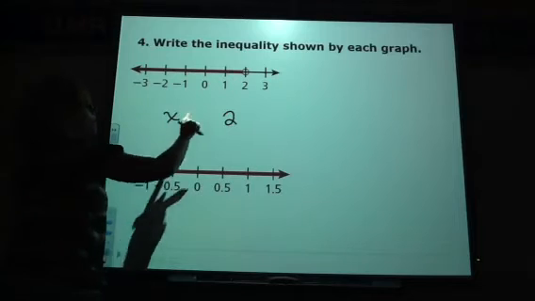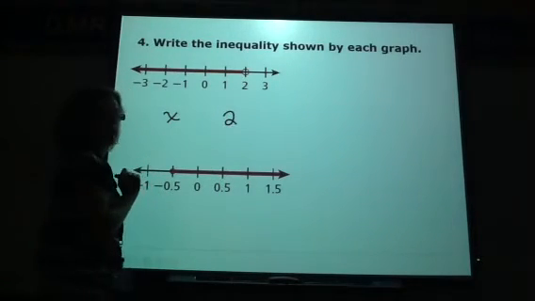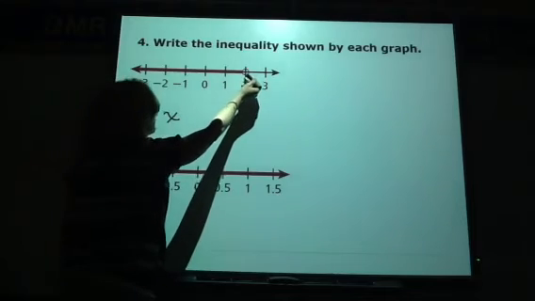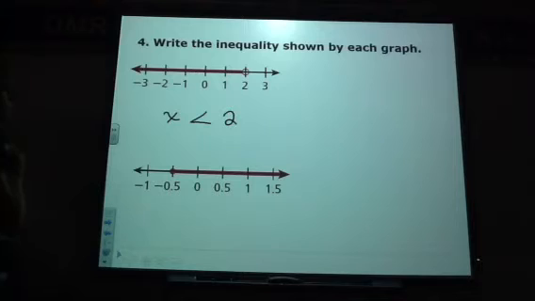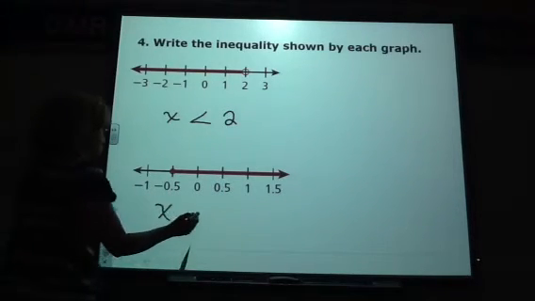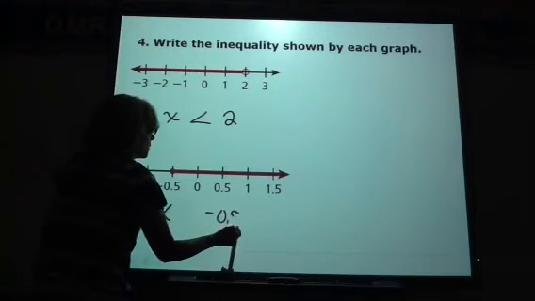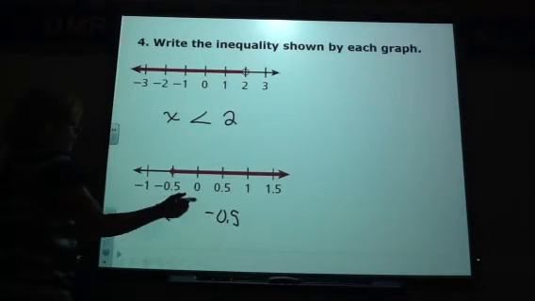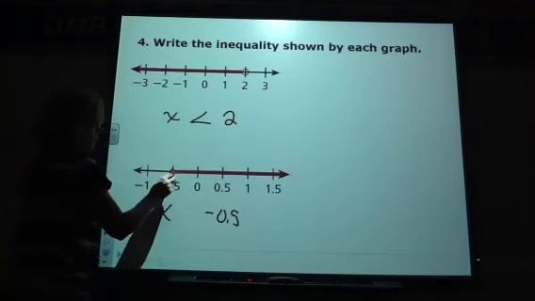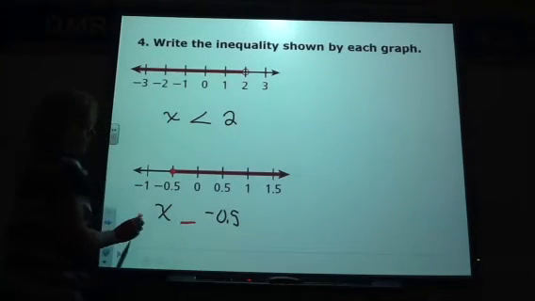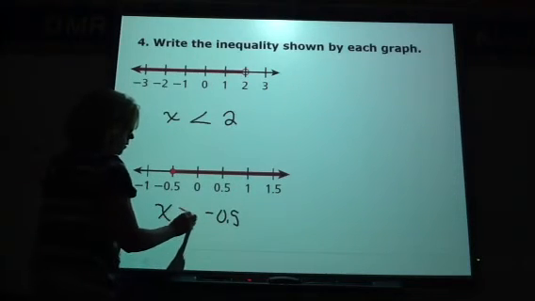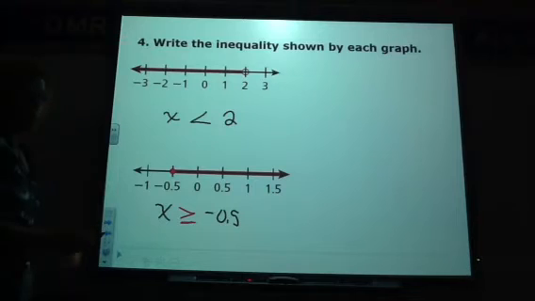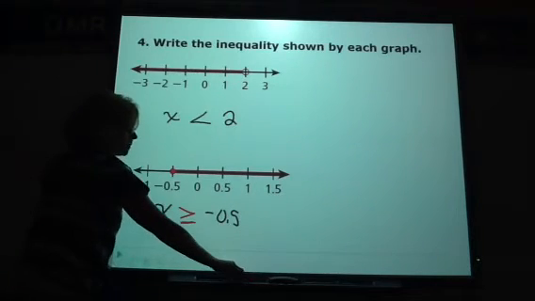All right, we are not going to include the 2, so it has to be less than or greater than. Our solution set is going to the left, so it's less than. And then for this one, I'm going to use my variable x and -5/10. We are going to include the negative 5/10, so I'm going to have that equal sign. My solution set is real numbers to the right, which are greater. So x is going to be greater than or equal to negative 5/10.